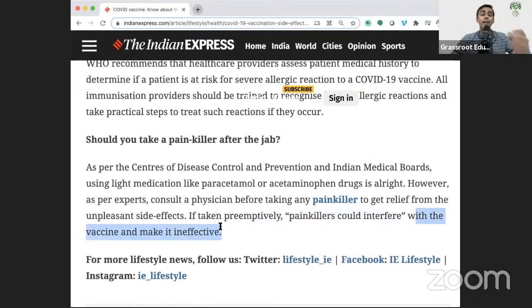So if taken preemptively, now if you take painkillers like that, thinking, hey, it will hurt, so let me take a painkiller today, then painkillers could interfere with the vaccine and make it ineffective. Are you understanding what's happening here? That if painkillers are taken preemptively, that you're thinking that, hey, it will pain, so let me take a painkiller right now, it might interfere with the vaccine and make it ineffective. Okay, so the very purpose is defeated. All right, that's what it means.